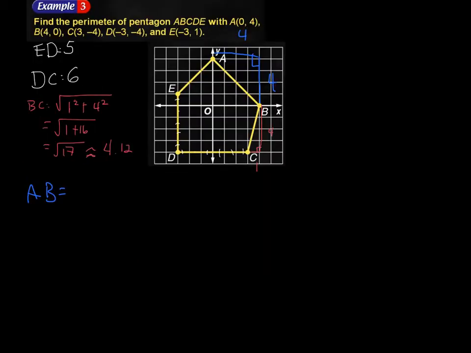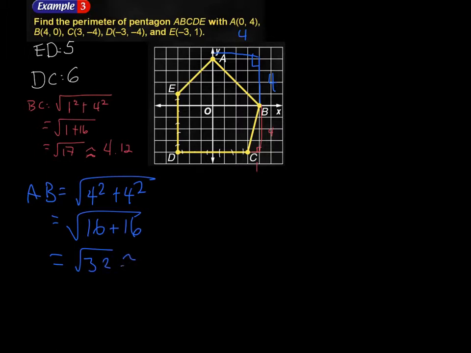Okay, counting squares for the legs of the right triangle that makes AB as its hypotenuse. They're both 4. So we'd have 4 squared plus 4 squared, square root of that. 16 plus 16 is 32. And I think we're just getting it as a decimal today. That's about 5.66 rounded to the nearest hundredth.